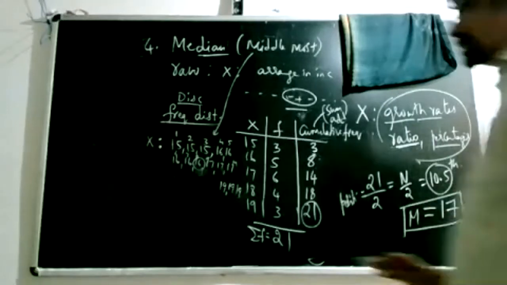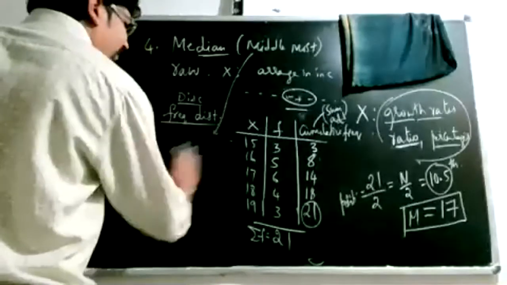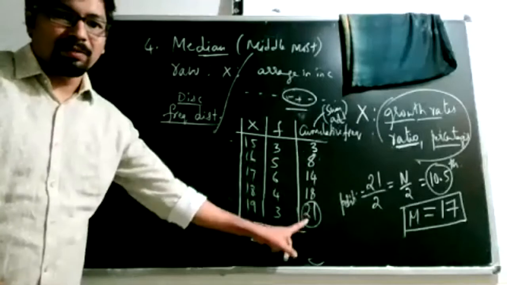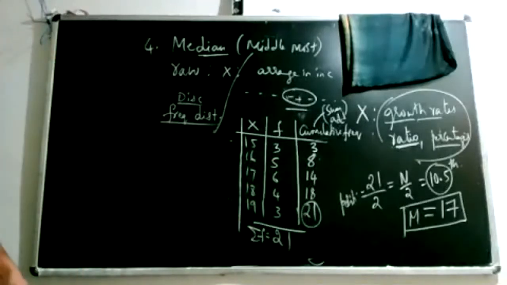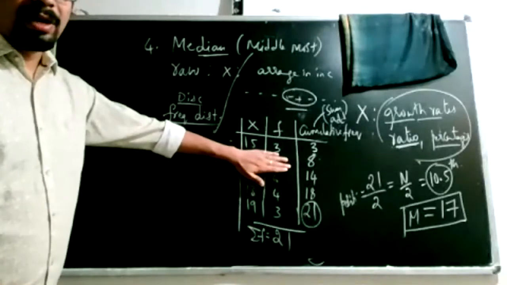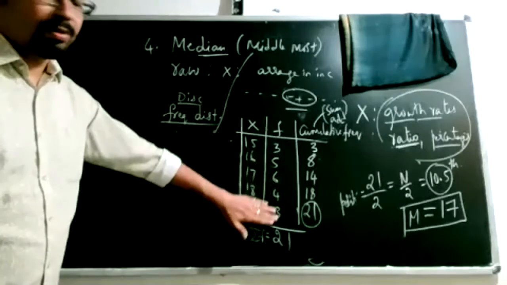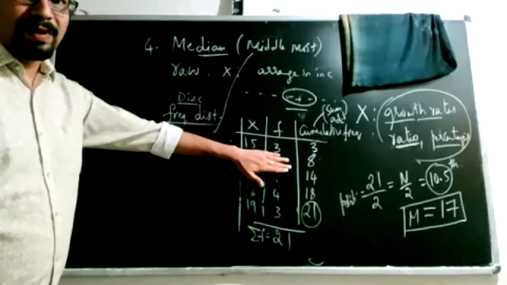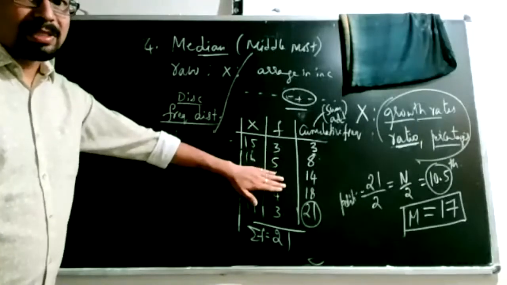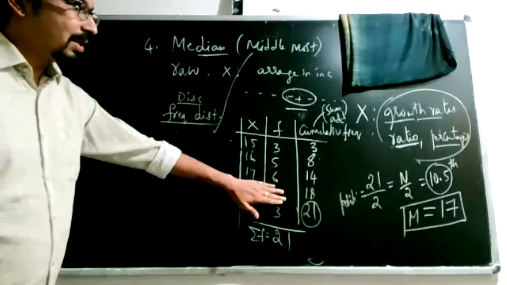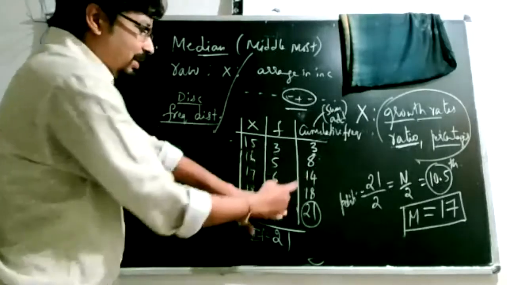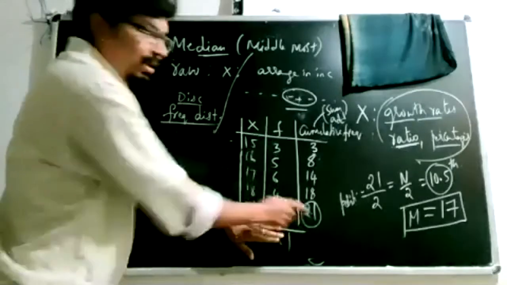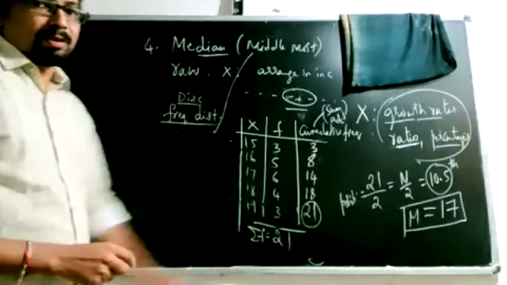So simply to summarize this, if you have been given a discrete frequency distribution, step 1, compute the value of cumulative frequency. What is cumulative frequency? You are adding the frequencies up to that particular value of x. So first value up to 15, then 3, up to 16, 3 plus 5, up to 17, 3 plus 5 plus 6, up to 18, 3 plus 5 plus 6 plus 4, up to 19. The sums of these are called cumulative frequency.